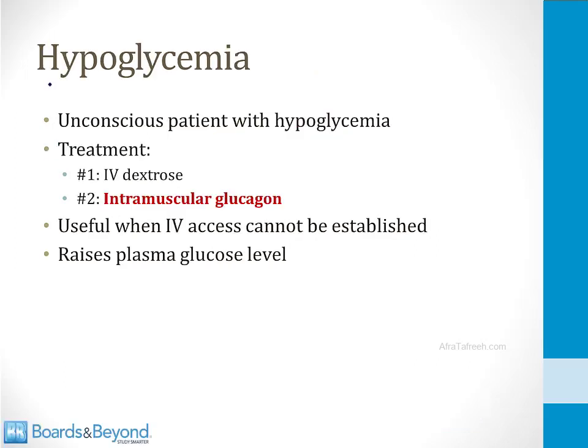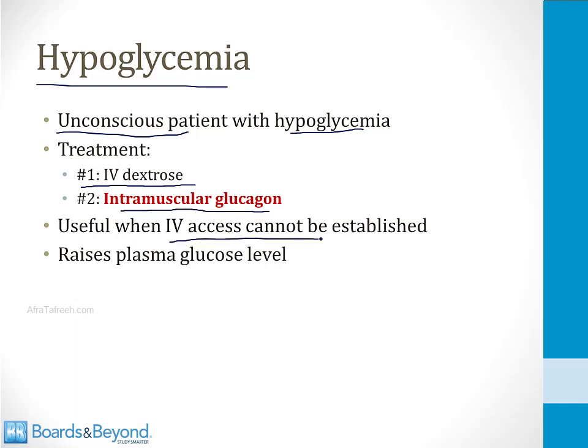There are two clinical uses of glucagon that you should be aware of. The first one is in the treatment of hypoglycemia. If a patient is conscious and has symptoms of hypoglycemia, you ask them to drink juice or eat a cookie. However, if you encounter an unconscious patient who is hypoglycemic, there are two possible treatments. The optimal treatment is to place an IV and inject dextrose, which will raise the blood sugar level. However, if IV access can't be established, you can give an intramuscular injection of glucagon. This is very helpful out in the field when IV access isn't available, and this will quickly raise the plasma glucose level by glucagon exerting its effects on the liver.